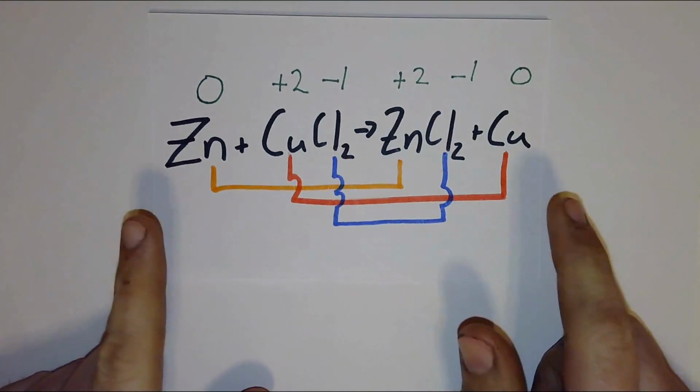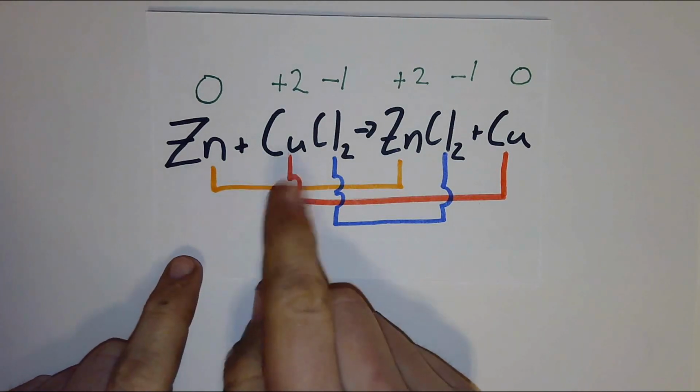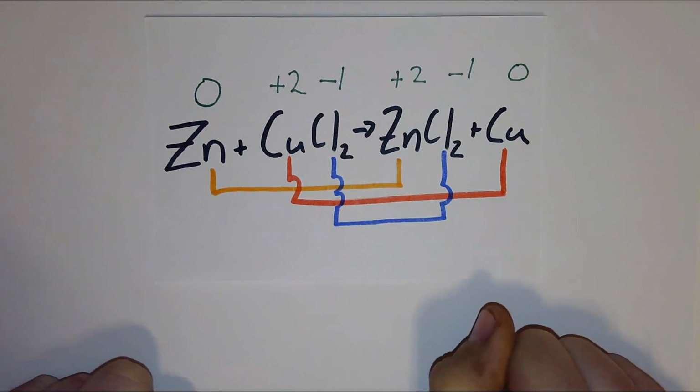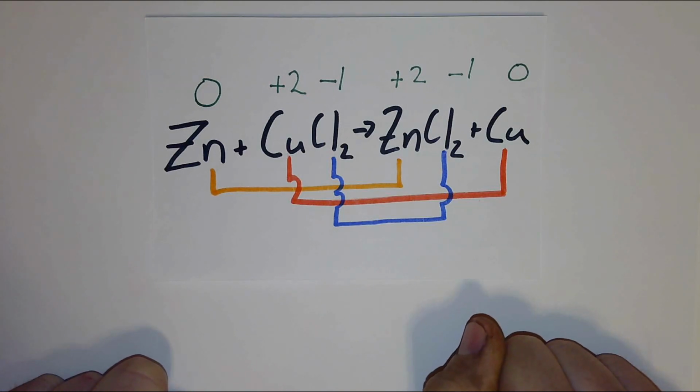Alright, so let's look at one more reaction. One more reaction we actually looked at the beginning of this video, which is between a metal and copper 2 chloride. And I've drawn 3 lines here. And my first question is, which of these is a spectator? Great. Now how about this one?